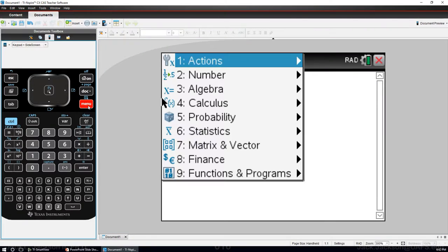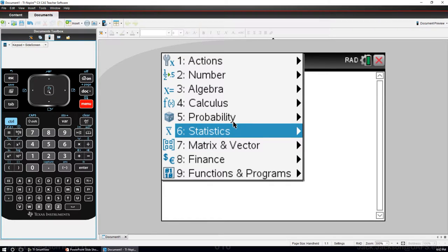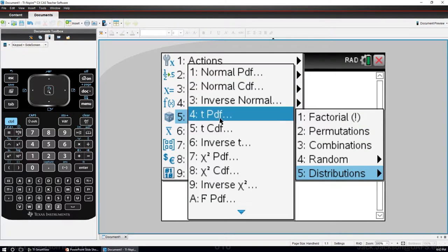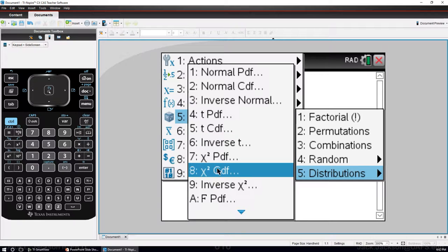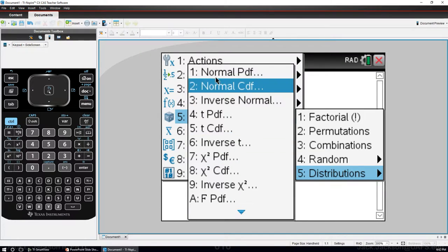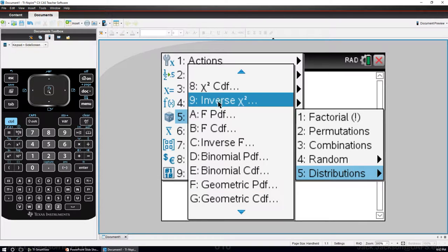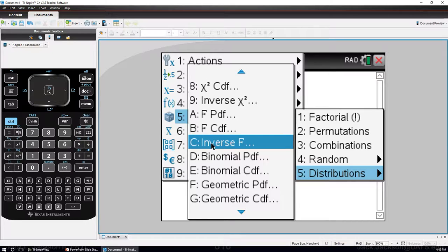Okay, so in the Inspire it's pretty easy. It's menu, you go to probability and distributions to get these things: normal PDF, inverse norm, and so forth. And notice you do have an inverse for the normal, T, chi-square, and F. You have a CDF, PDF, and inverse. So this is an inverse F, same way for the F.